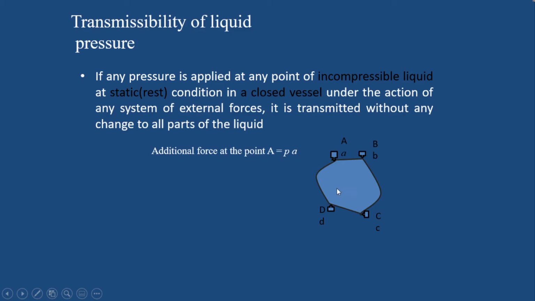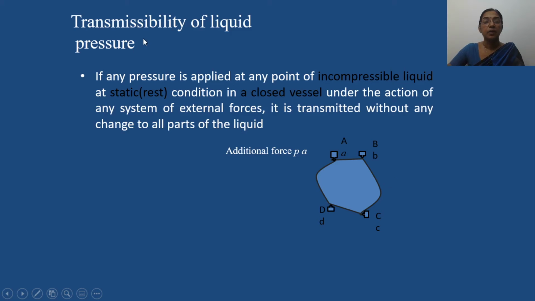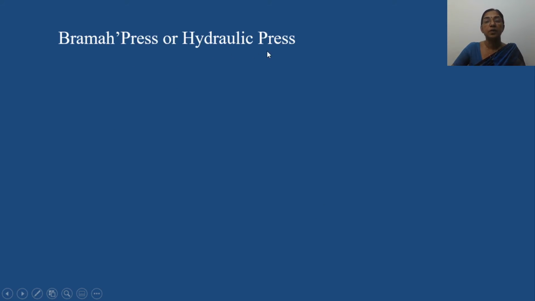If we want to bring the fluid body back to the previous equilibrium condition, we need to apply the corresponding forces at each of these points. That means a force of P into b we have to apply at the point B, a force of P into c at the point C, and a force of P into d at the point D, so that the system comes back to the original equilibrium. This principle, transmissibility of liquid pressure, has many applications, and one of the applications is Bramah's press or hydraulic press.